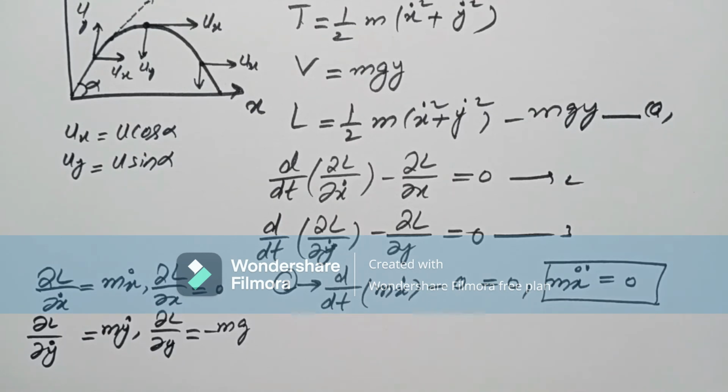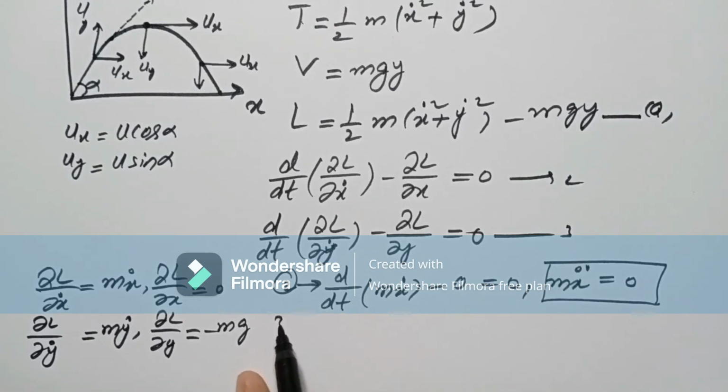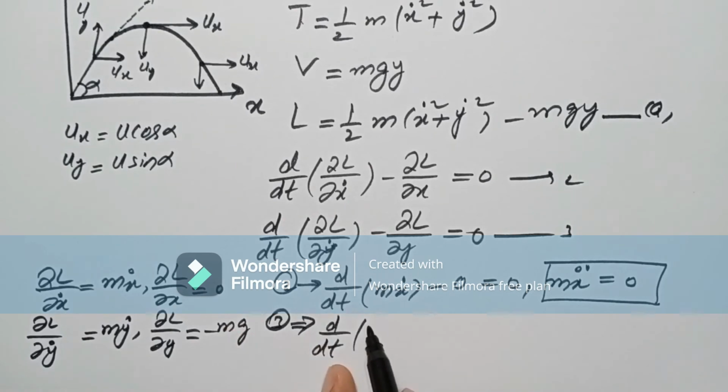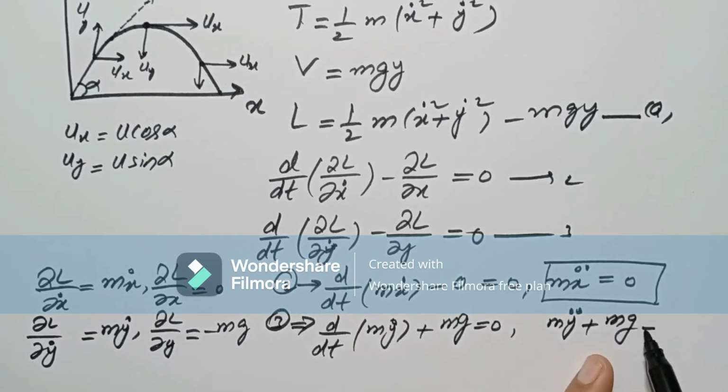Mx double dot equals 0. And now solving equation 3, d by dt of partial L over partial y dot is m y dot minus plus mg equals 0. Taking its time derivative, it will be m y double dot plus mg equals 0.